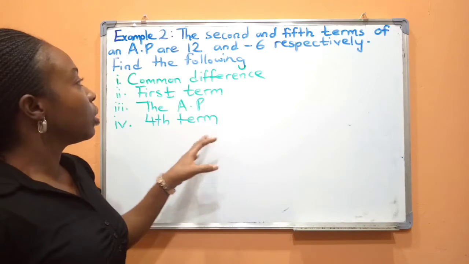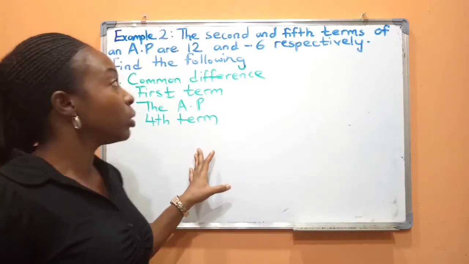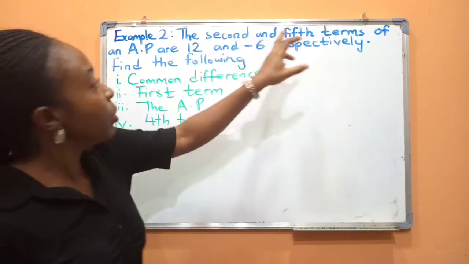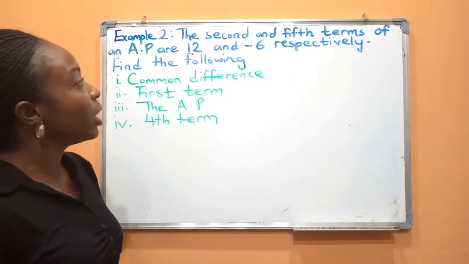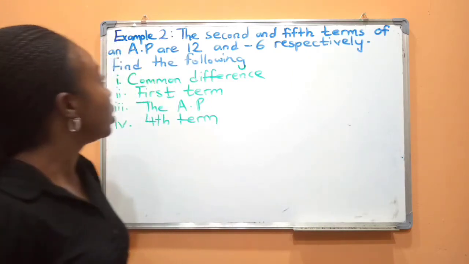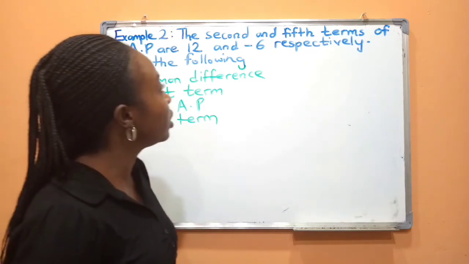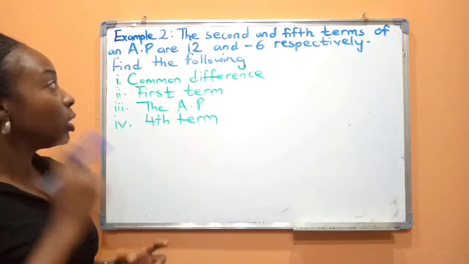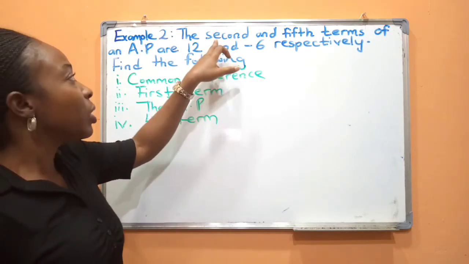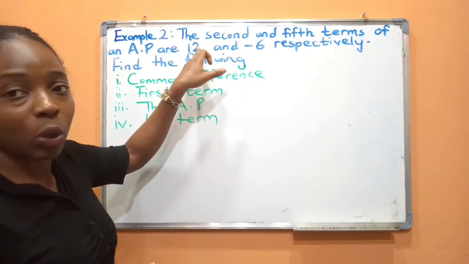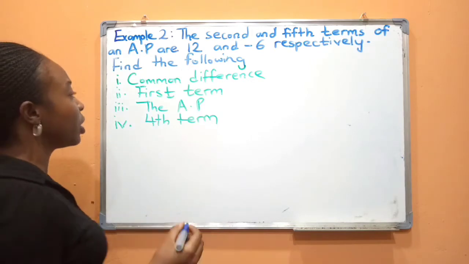When you're given something like this, this is how you go about it. First of all, let's interpret the first sentence that was made: the second and fifth terms of an AP are 12 and -6 respectively. What this simply means is this: the second term of the AP is 12. So how do we go about representing that?